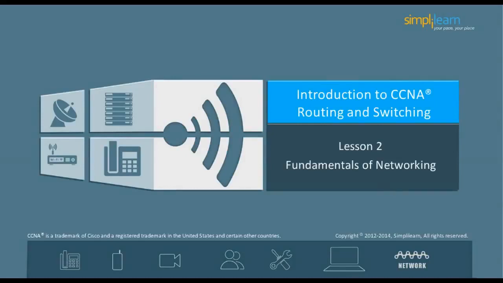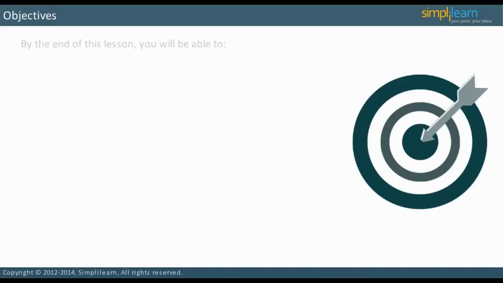The previous lesson focused on networking models. This second lesson will deal with network topologies and Ethernet. Let us begin with the objectives of this lesson in the next slide.